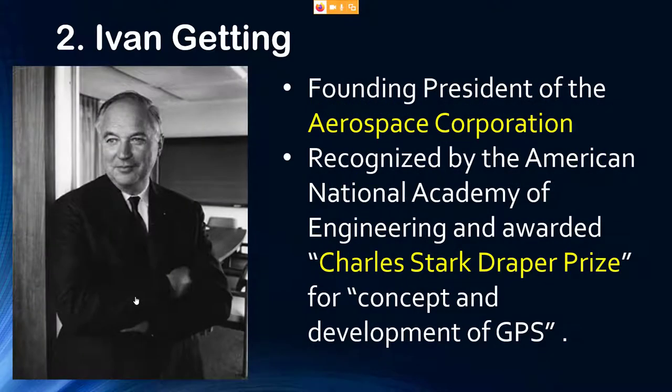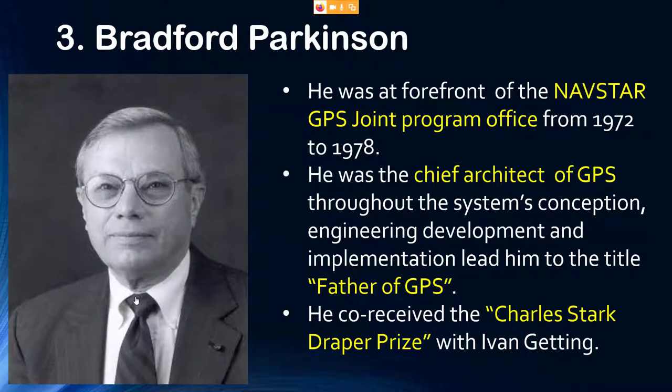The second to come into the picture is Ivan Getting. He was the founding president of the Aerospace Corporation, and he was recognized by the American National Academy of Engineering and awarded a very well-known prize, the Charles Stark Draper Prize, related to the concept and development of GPS. The same prize is also shared with the third person, Bradford Parkinson. He was at the forefront of the Navstar GPS joint program between 1972 and 1978. Moreover, he was the chief architect of GPS throughout the system's conception, engineering development and implementation.